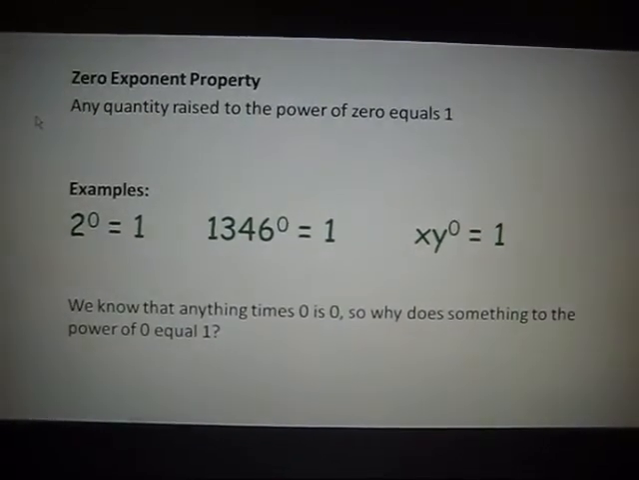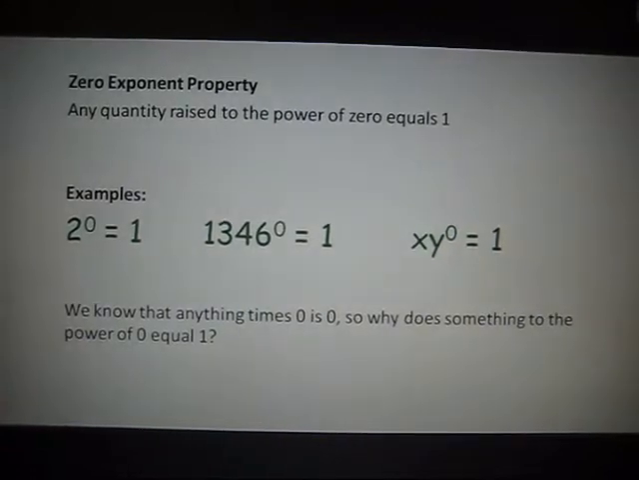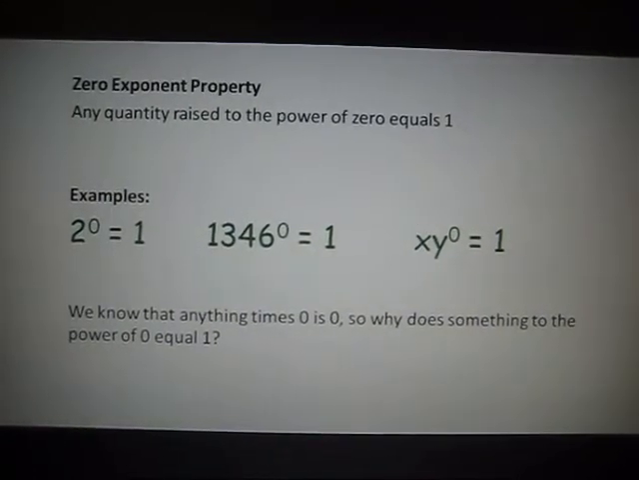We know that anything times 0 is 0, so you may be wondering, why do some things to the power of 0 equal 1? Would you like some proof? So, let's take, for example, x to the power of 0. Let's say we have the value x to the power of 3 divided by x to the power of 3. According to the division rule, we keep the same base and subtract the exponents.